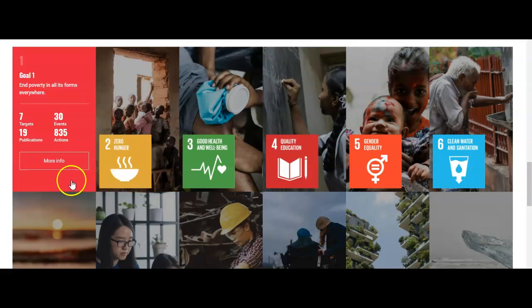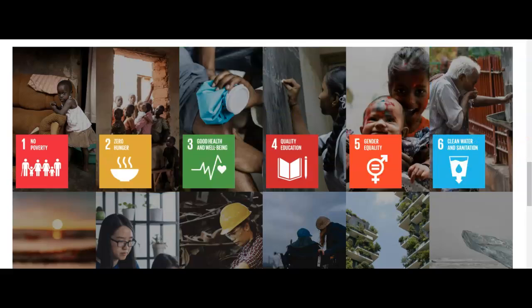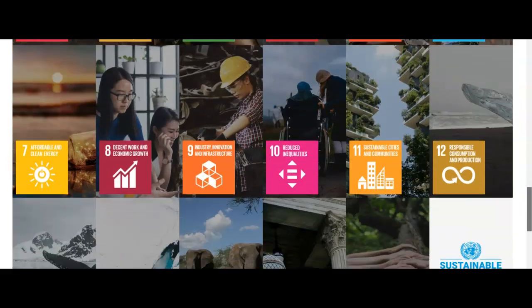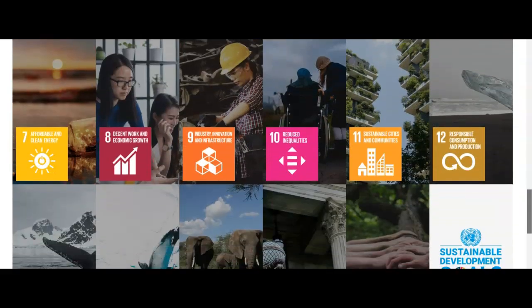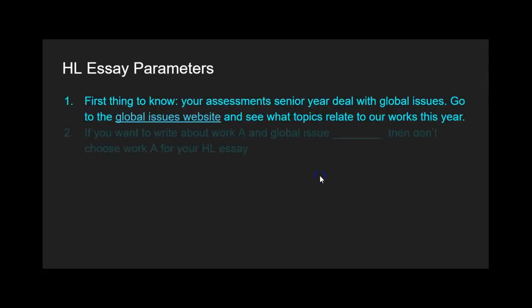So I would take some time, look at these issues, and see what you can relate them to as far as the works that we've done. Good health and well-being probably could relate to Plath, and so then you wouldn't want to write about any of the Plath works this year. If you want to write about work A and global issue blank, then don't choose that for your HLSA, which is what I just talked about.